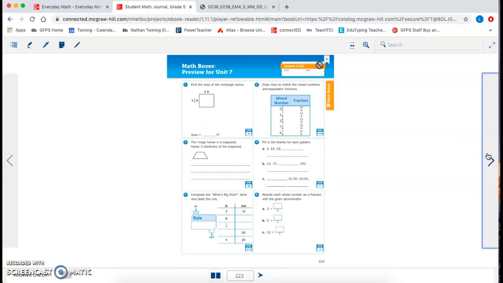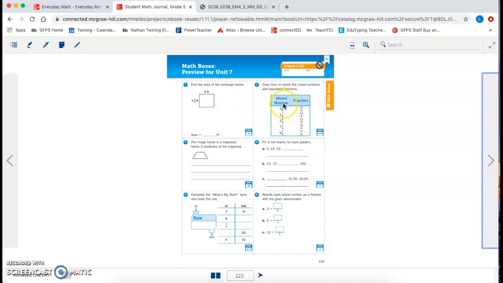Next, we'll have to do math boxes. This is preview for Unit 7. So remember, anytime we have a preview, 5th grade, just do the best that you can. Okay? So this first one, we're finding the area of a rectangle. So you're going to have to multiply your sides. It says draw lines that match the mixed numbers and equivalent fractions.